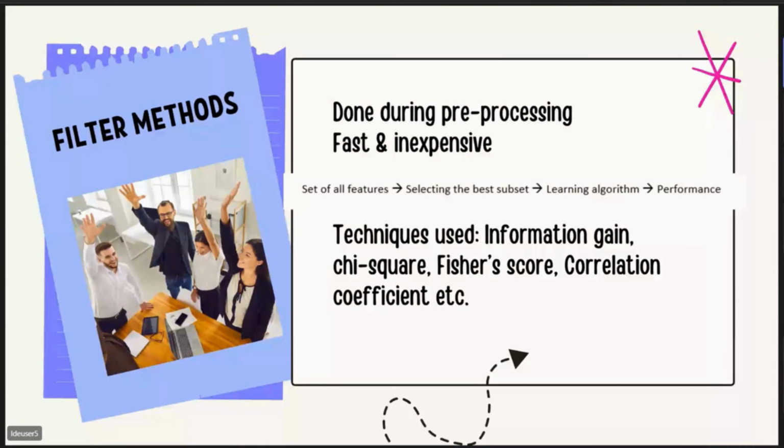So what is a filter method? How are you going to implement this and remove or select only the essential features? Filter methods are a class of different methods which are typically statistics based methods, right? These are done during the pre-processing of your data.